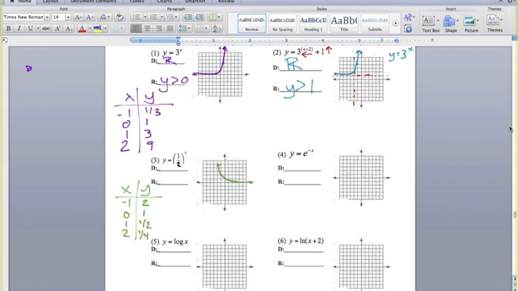So our graph is flattening instead of going from flat to steep. Domain is still all real, so we can still plug in anything we wanted for x. And our range is above the line 0.